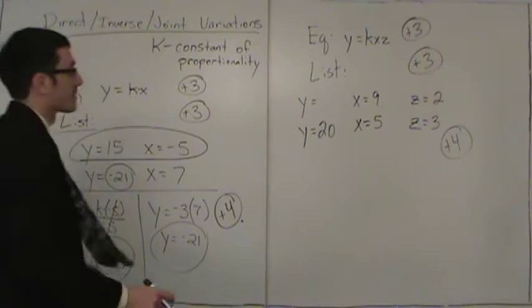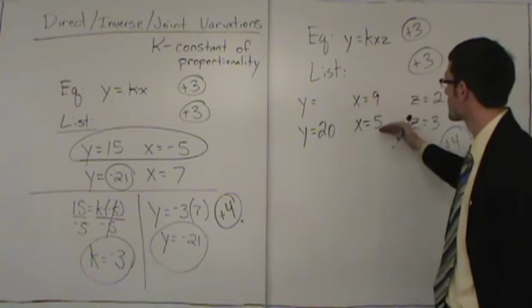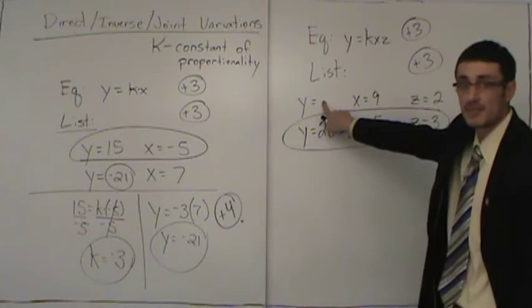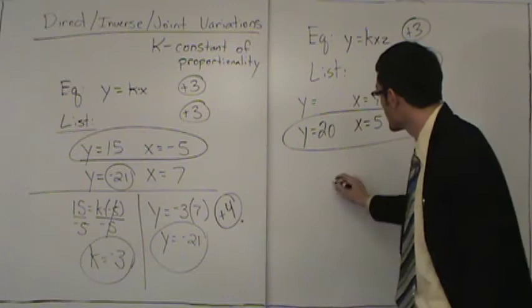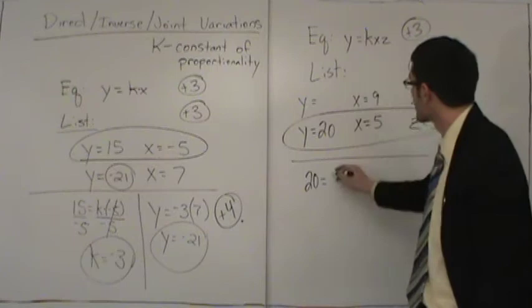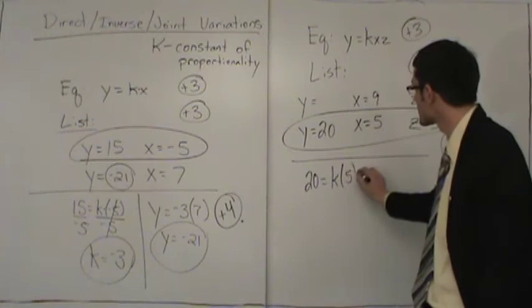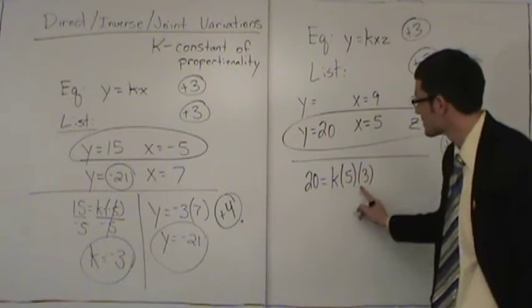So to solve the equation, we start with what part of the list? We start with the part of the list that does not have a missing value, so we're going to start with the bottom part in this case. Notice the top part has a missing value, so we're going to throw these three values in to find k. We're going to put in 20 for y. 20 for y equals, well, we don't know k, so nothing in for k. K times, what goes in for x? 5 goes in for x, and then 3 goes in for z, times 3. Now, we're going to multiply. 5 times 3 gives 15, so we get 20 equals k times 15.